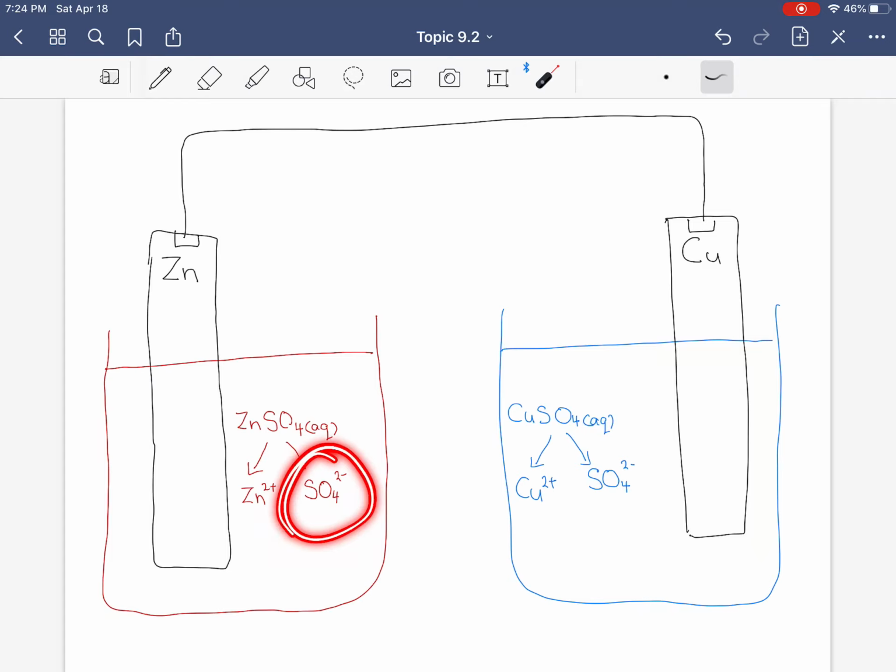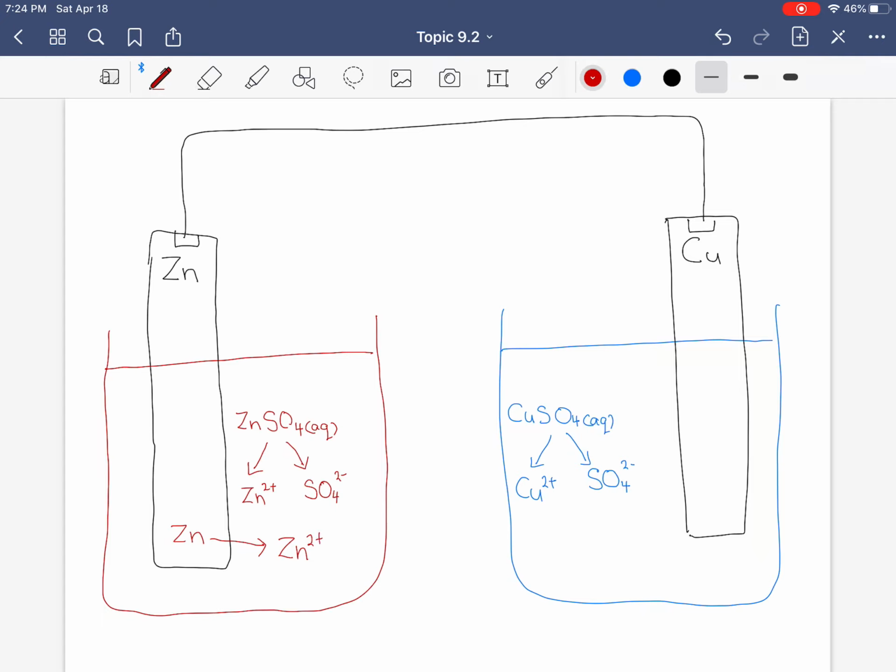Now, because of this, zinc will start to notice. Zinc will notice that, hey, look at these SO4. I want to bond with this SO4 because this SO4 is free-flowing in this solution. I want to bond with it. So what is zinc going to do? This is what zinc is going to do. Zinc is going to leach out and become zinc 2 plus.